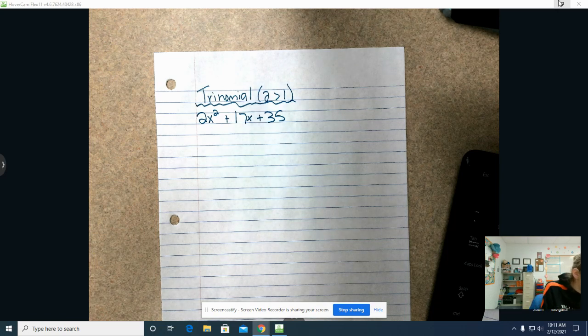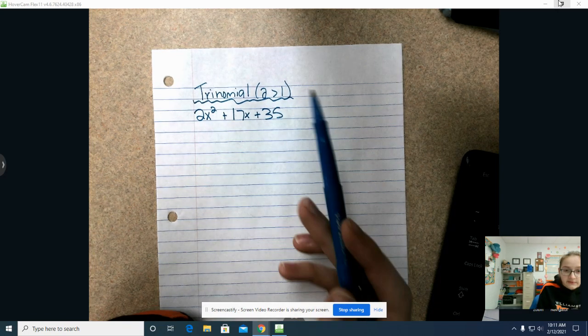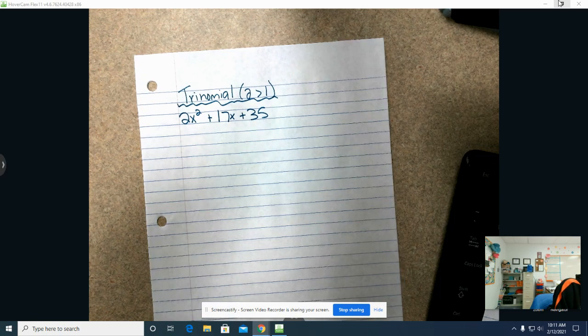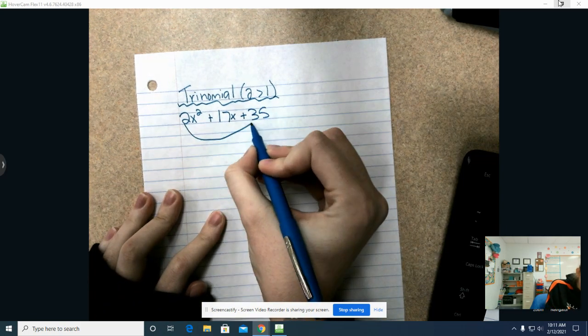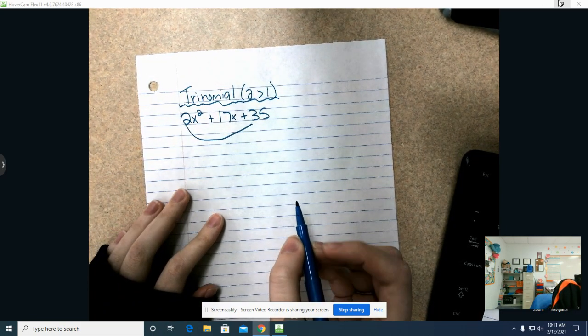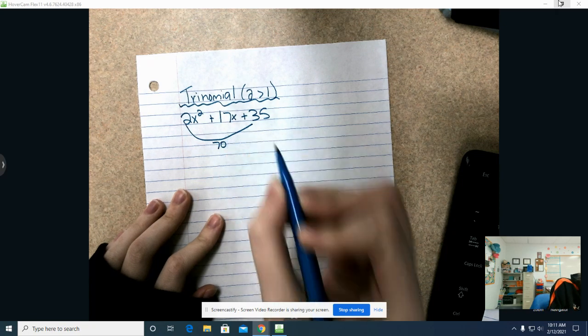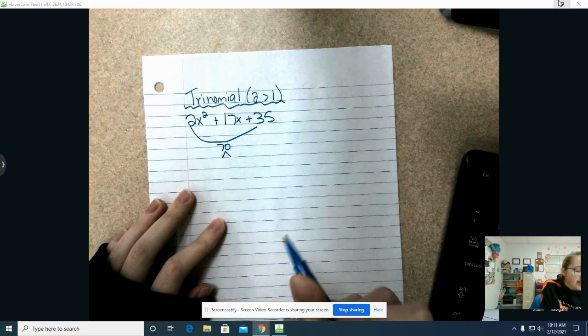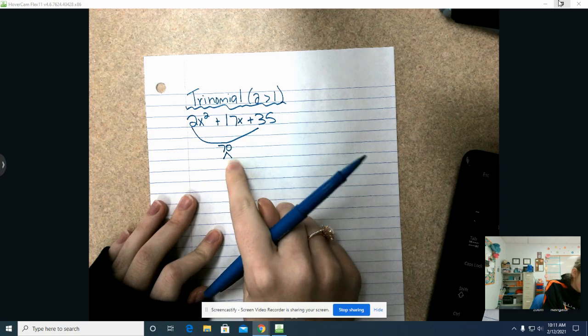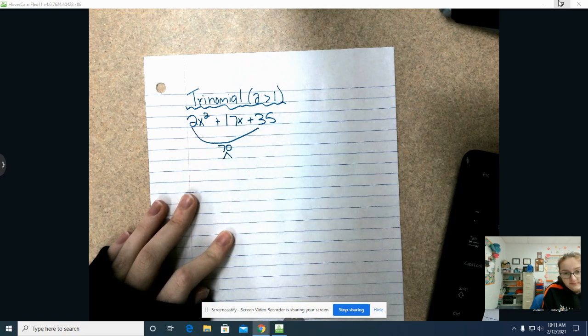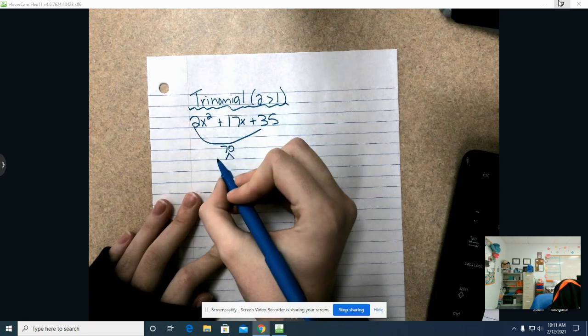So when your A is greater than 1, you have to multiply your A and your C together. So 2 times 35 is going to give me 70. And I want to know what are 2 things that multiply together to be 70, that add to be 17. So this one's going to be pretty simple. It's going to be 10 and 7.